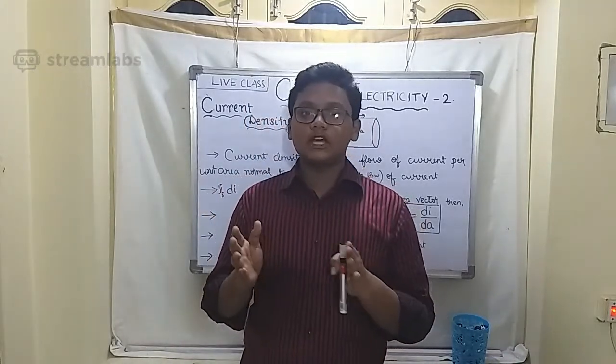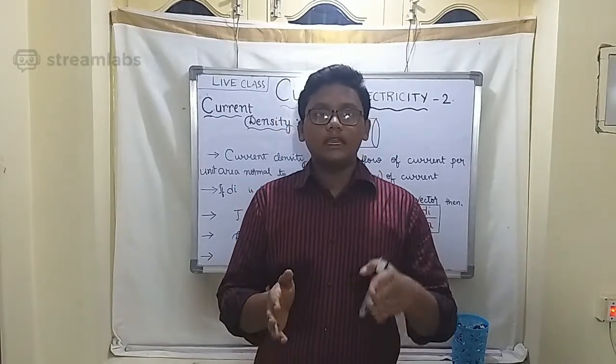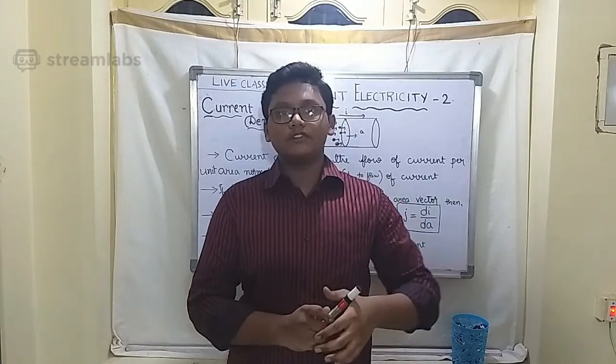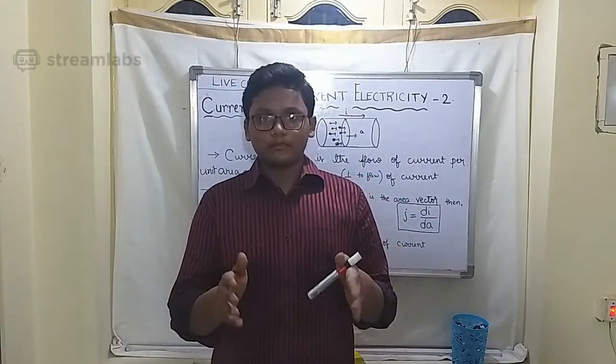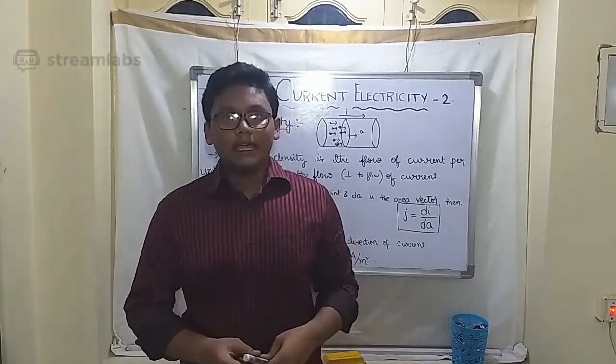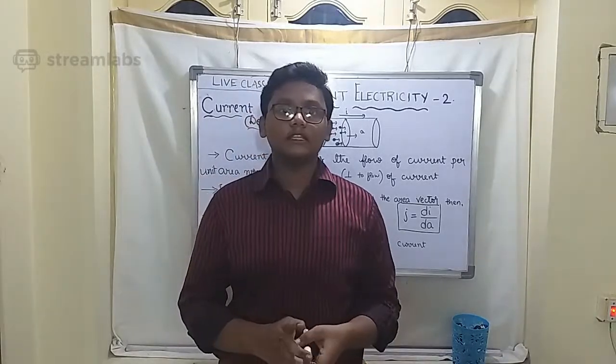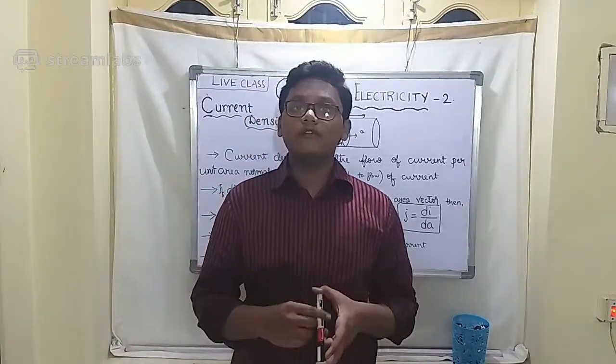Electric current is the rate of flow of charge per unit time in a conductor, which means I is equal to Q by T. The direction of the current is always opposite to the flow of electrons.